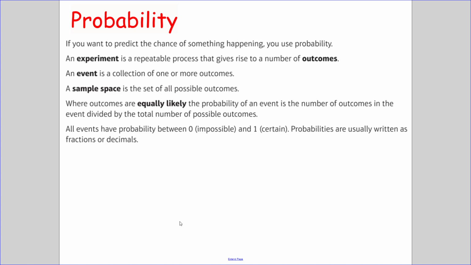If you've got equally likely probabilities, you can simply add up the number of outcomes and divide it by the total number of outcomes. If these probabilities are not equal, so if it's like a biased dice, then you can't just add up all the outcomes because some of them are more likely than others.